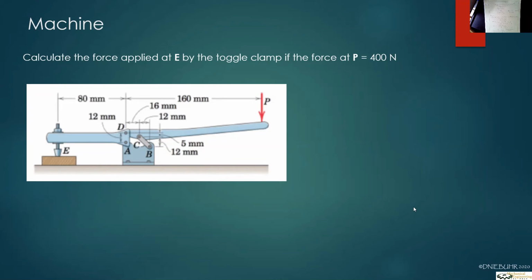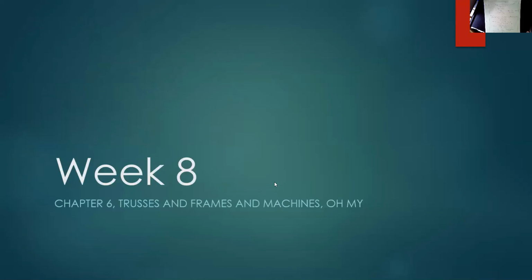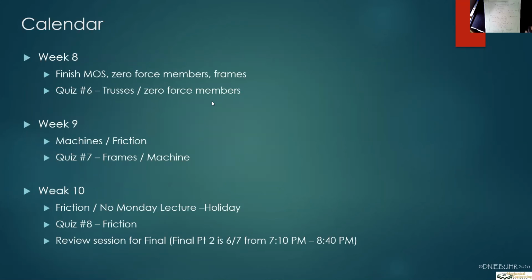Okay. For the quiz this week, I think I mentioned it, quiz number 6 will cover trusses, zero force members. We still have 3 quizzes left. If we go back to the beginning, trusses and zero force members will be the quiz on Wednesday. Next week's quiz will be frames and machines. And then the last quiz, week 10, will be friction.